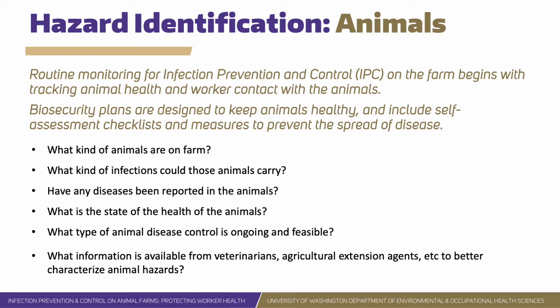When considering the types of hazards that animals pose to workers, the following questions should be considered. What kind of animals are on the farm? What kind of infections could those animals carry? Have any diseases been reported in the animals? What is the state of the health of the animals? What type of animal disease control is ongoing and feasible? And is there information available from veterinarians, agricultural extensions, etc., to better characterize animal hazards?